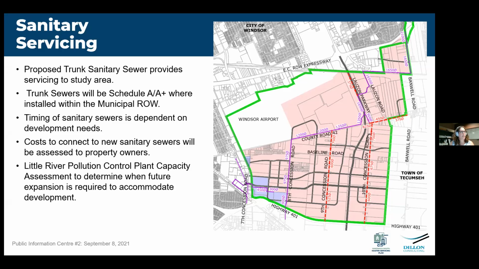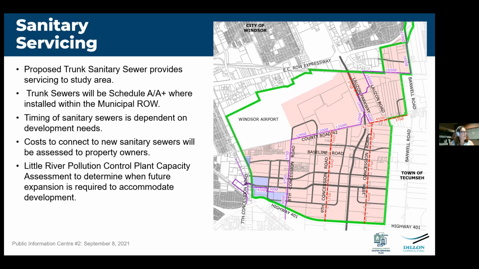So the map that you see on the screen here provides an overview of the trunk sanitary sewers. The purple sewers represent sewers that have already been constructed by the City of Windsor as part of that previous sanitary EA. And the red sewers represent proposed sanitary trunk sewers that will serve the proposed development. So sanitary trunk sewers are considered a Schedule A or A prime project where they're specifically installed within a municipal right-of-way. The timing of sanitary trunk sewers is dependent on development needs. Where possible, the city will incorporate sanitary trunk sewer improvements in any road reconstruction improvement projects as well.